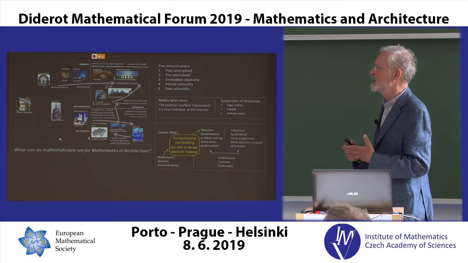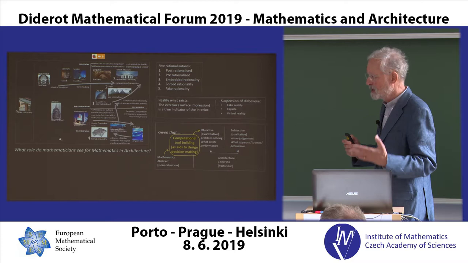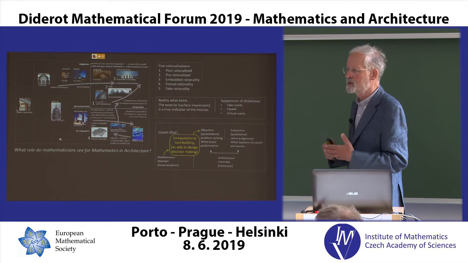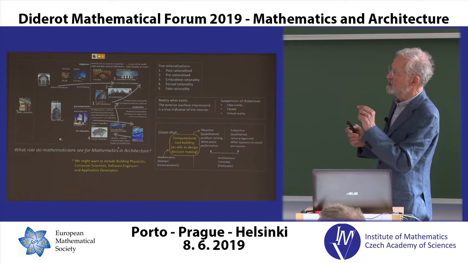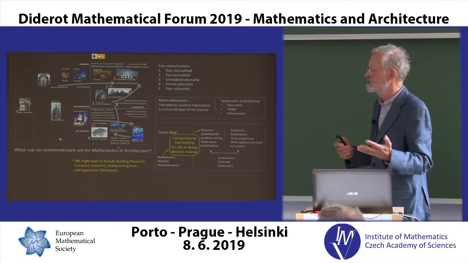And I think that's alluded to in Lionel March's paper, which essentially is, yes, we can do that because we can build computational tools that are more accessible. And I'm going to also use a little asterisk in here like Henry did: not just mathematicians, but building physicists, computer scientists, software engineers, application developers.